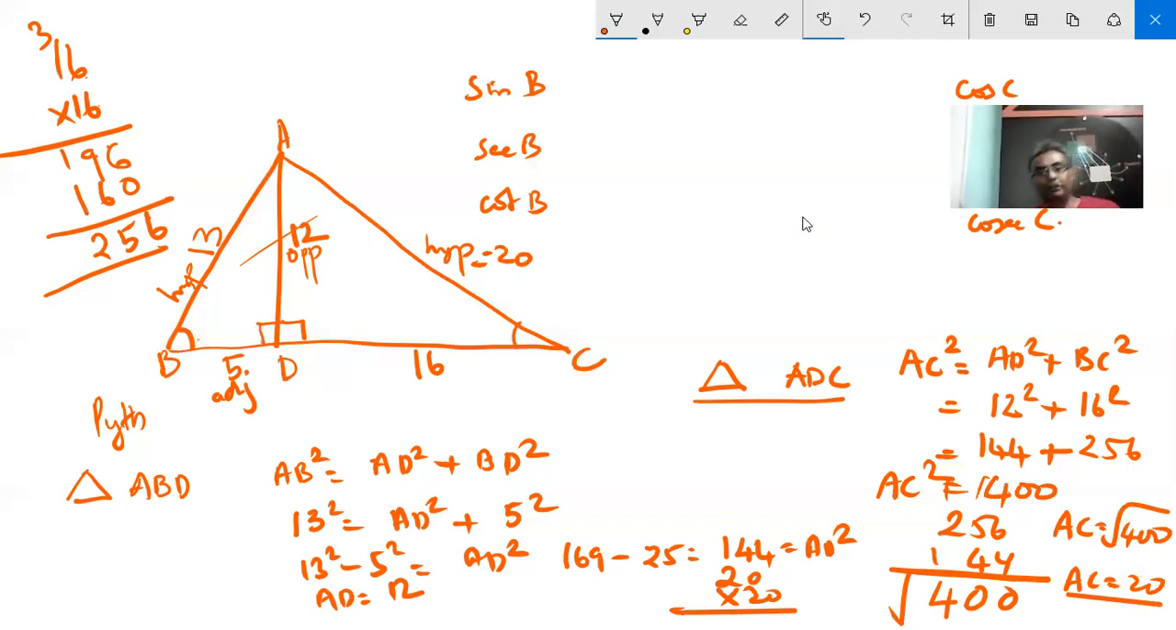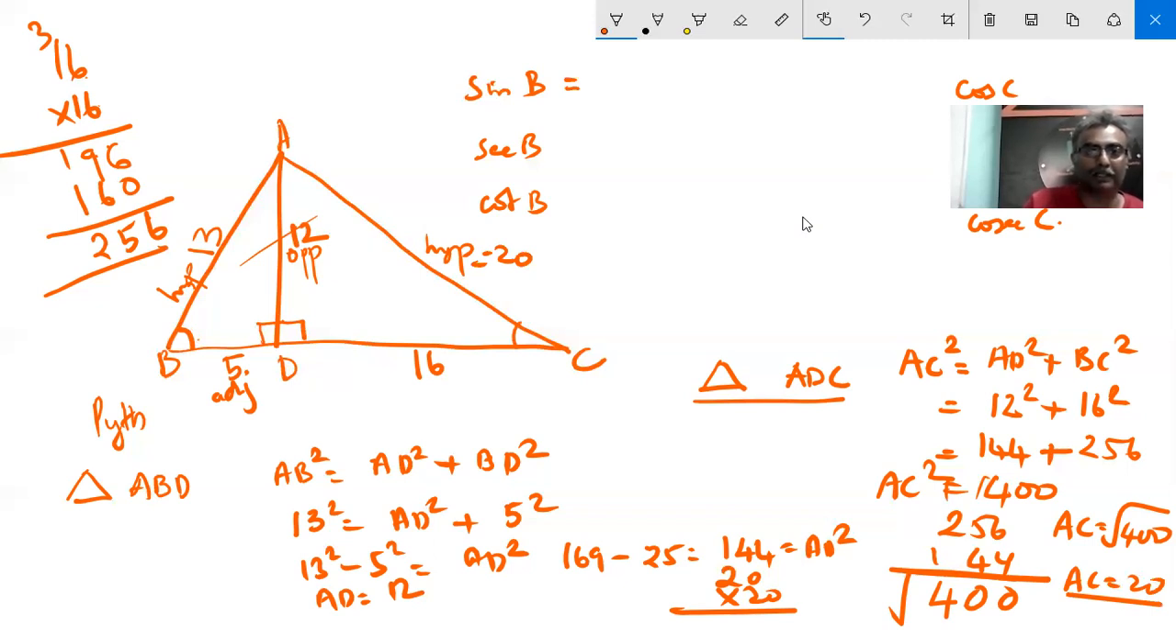Now you have everything to work out the ratios. Now you just have to use the formula and apply the ratio. Now you tell me sine B. Uncle, just one second, let me note these down. Opposite by hypotenuse. Which triangle? Sine B is triangle ABD.